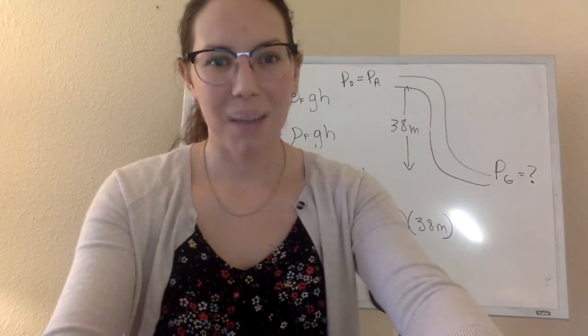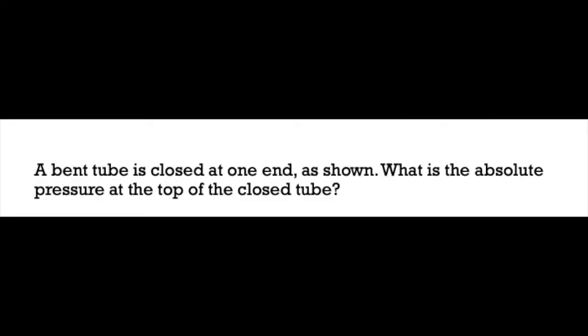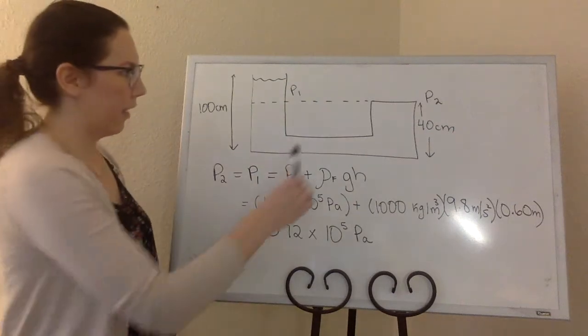All right, next example. A bent tube is closed at one end as shown. What is the absolute pressure at the top of the closed tube? All right, so it looks like this on the diagram.